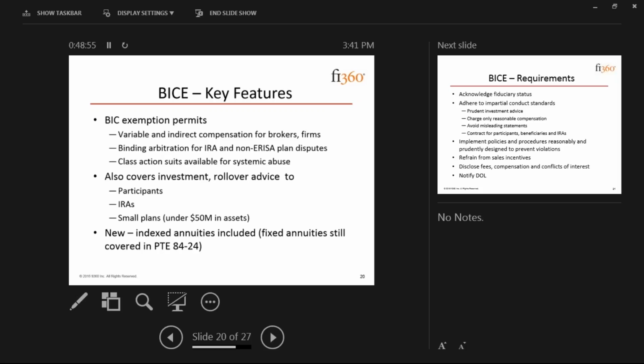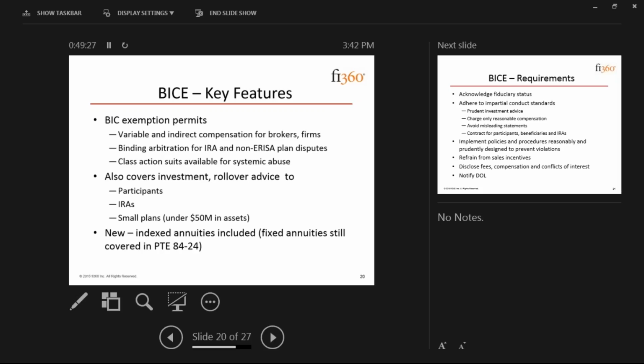Now, in the final rule, variable annuities along with equity index annuities are included and would fall under the BICE, or best interest contract exemption. It's only the fixed annuities that would be covered by prohibited transaction exemption 84-24, and the primary difference between those two from a practical standpoint is that the requirements you need to meet under 84-24 are not as onerous as under BICE.